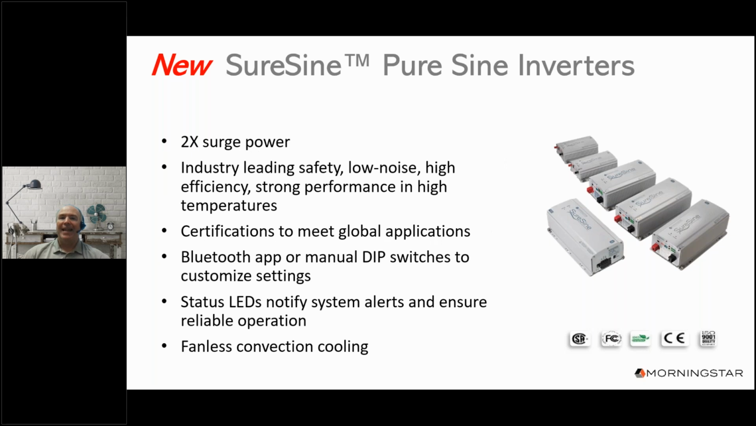The new SureSines can handle a power surge up to 2 times the normal operating power rating. They're industrial grade, high efficiency, and perform well in temperatures well above room temperature. These units meet North American and international certifications, voltage and frequency specs. SureSines can use Bluetooth or manual dip switches to customize settings. These inverters have status LEDs to provide notification about system alerts and to ensure reliable operation.